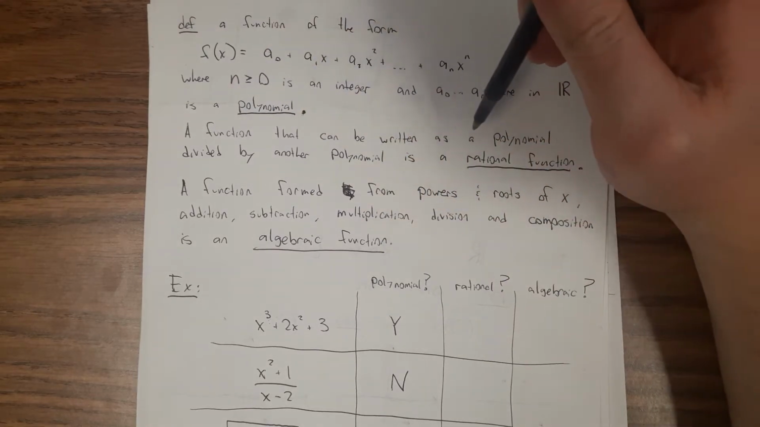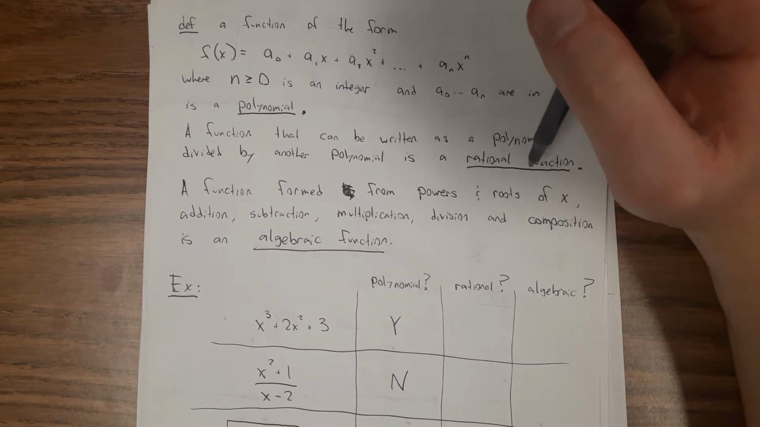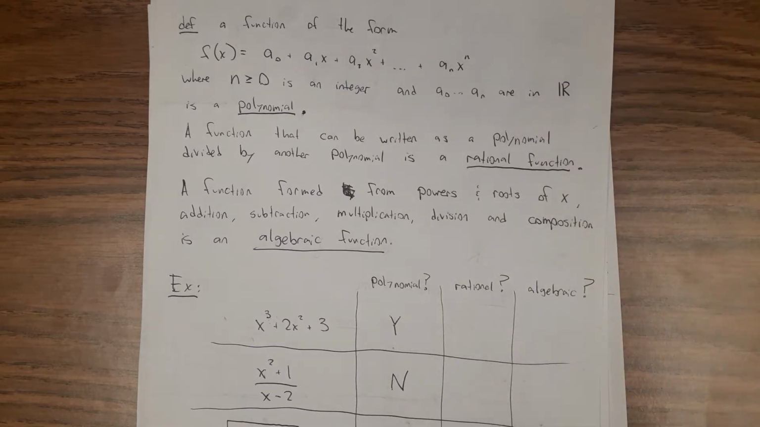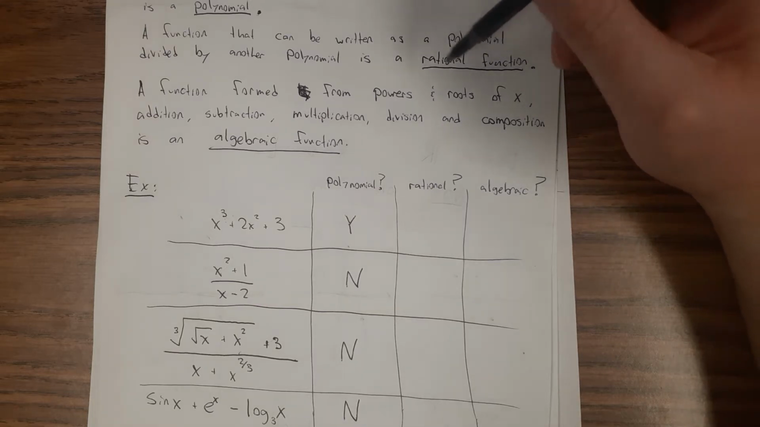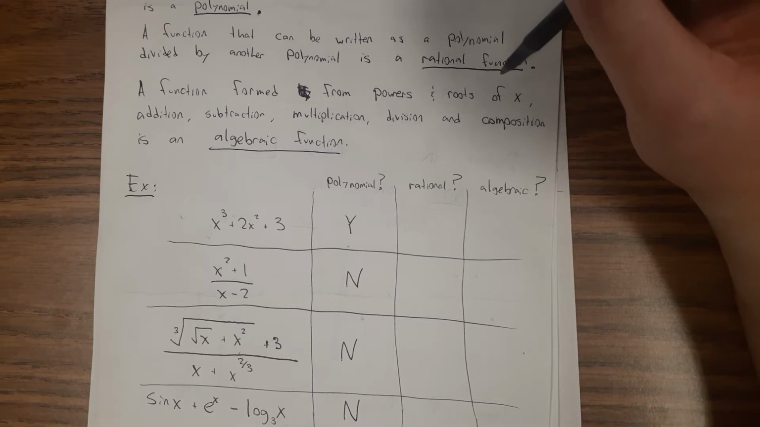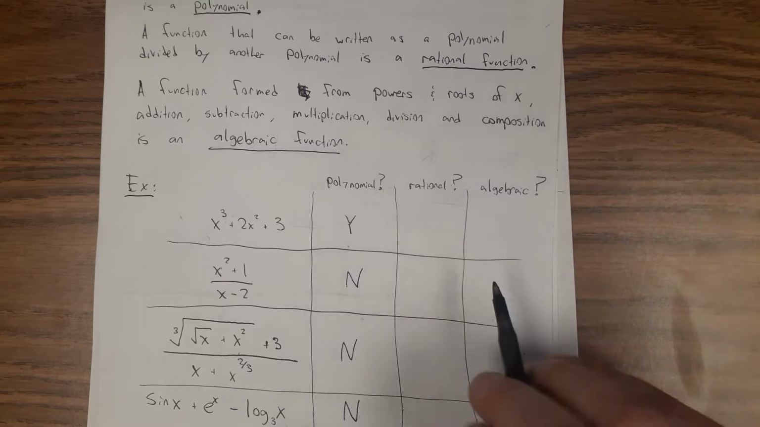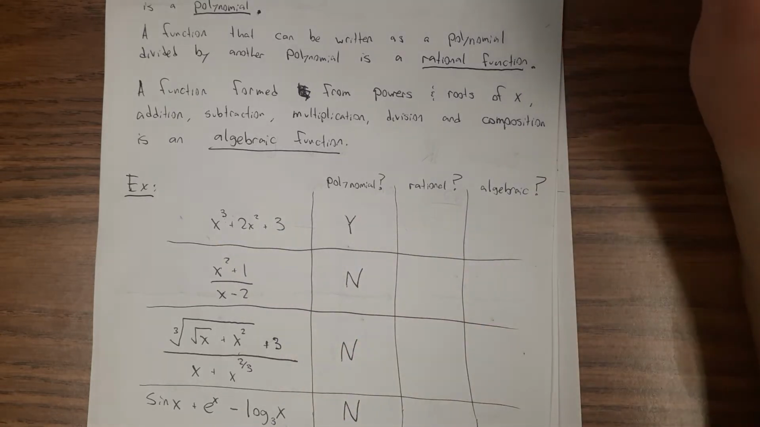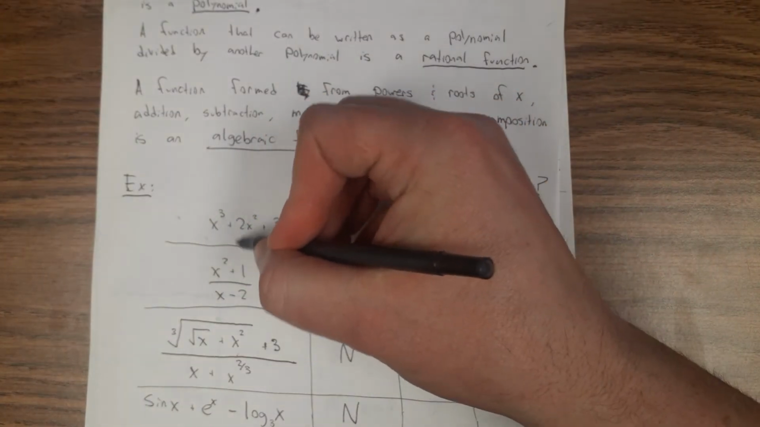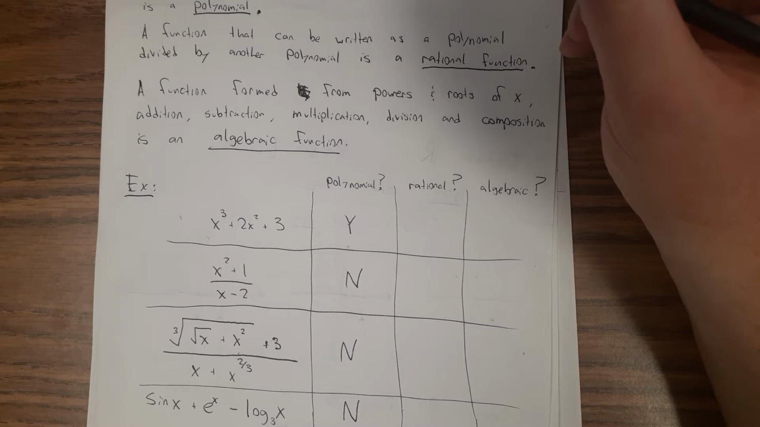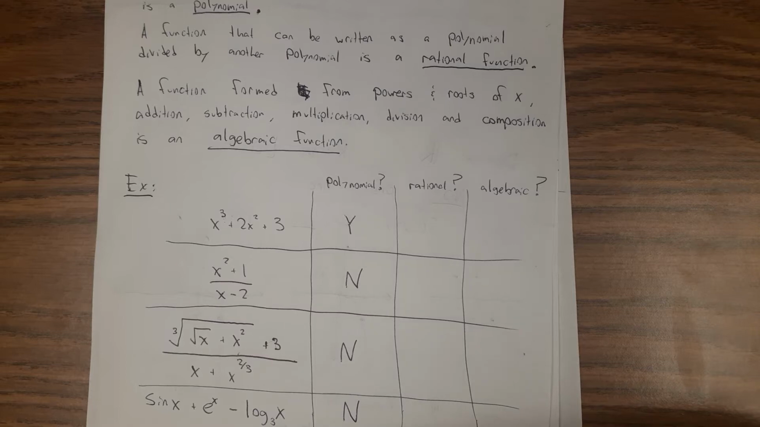A function that can be written as a polynomial divided by another polynomial is called a rational function. It's like a fraction where a polynomial is on the top and a polynomial is on the bottom. So then let's go through these and talk about whether each one is rational. Well, this one isn't a fraction, but you know what I can do? I can always just draw a line here and put a 1 on the bottom, and that's the same thing. And if I did that, the 1 on the bottom would be a polynomial.